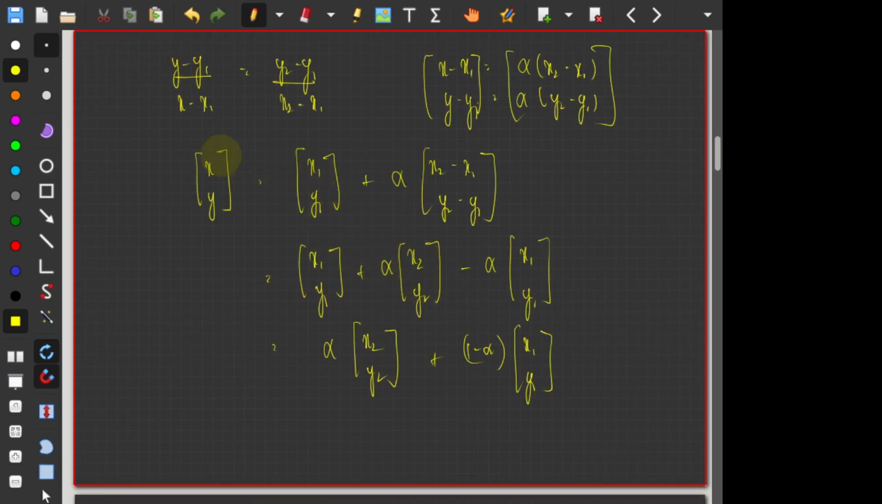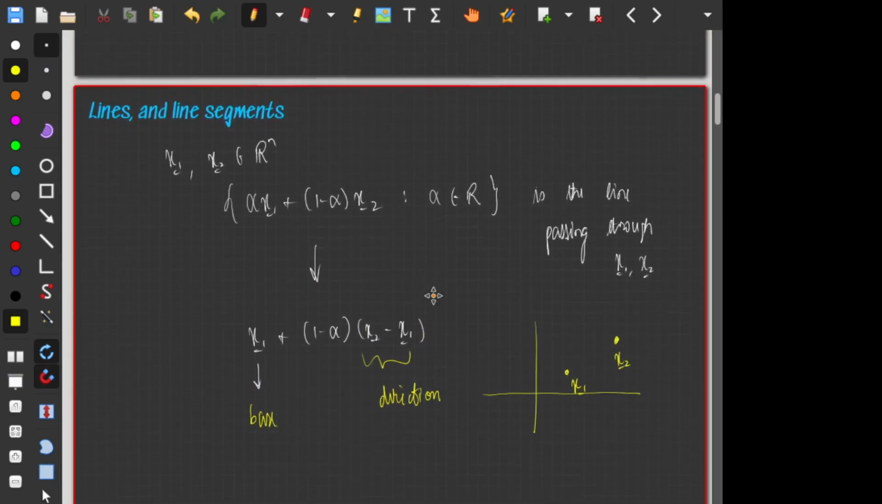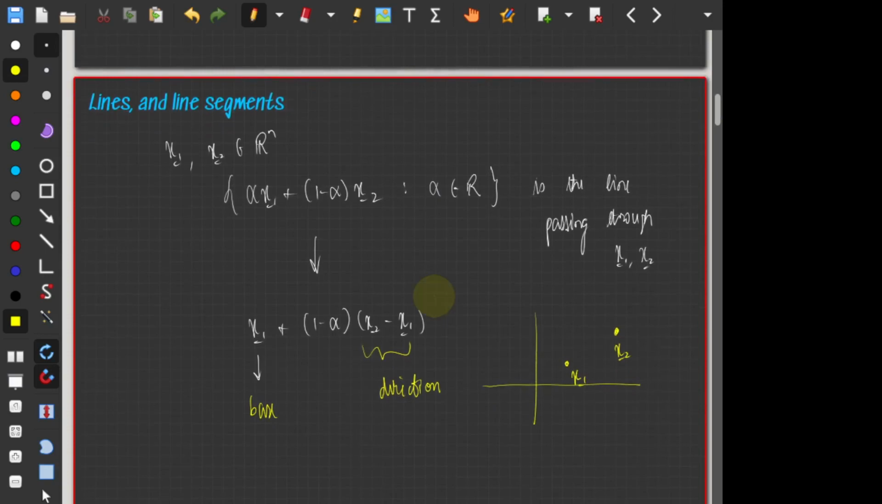And this nicely fits in the following form: (x, y) equal to alpha (x2, y2) plus (1 minus alpha) (x1, y1), which is alpha times vector x1 plus (1 minus alpha) times vector x2. Maybe it's alpha x2 plus (1 minus alpha) x1. So in general, that gives me the equation of a line which passes through x1 and x2.